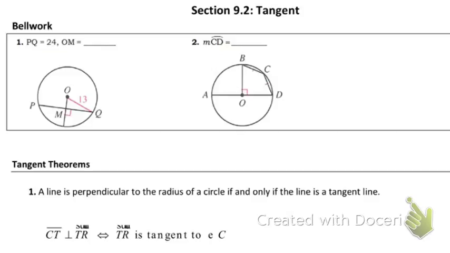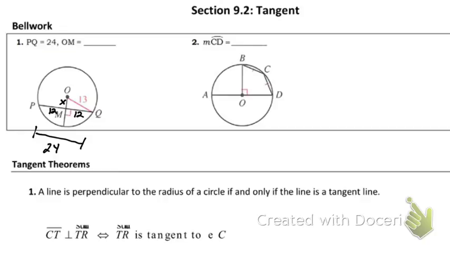So it says PQ is 24. So that means the distance from P all the way to Q is 24. But what am I thinking about as soon as I see that right angle? 12 and 12. I'm thinking it bisects, so it's actually 12 and 12. Now I am looking for O to M, so that is our X right there.